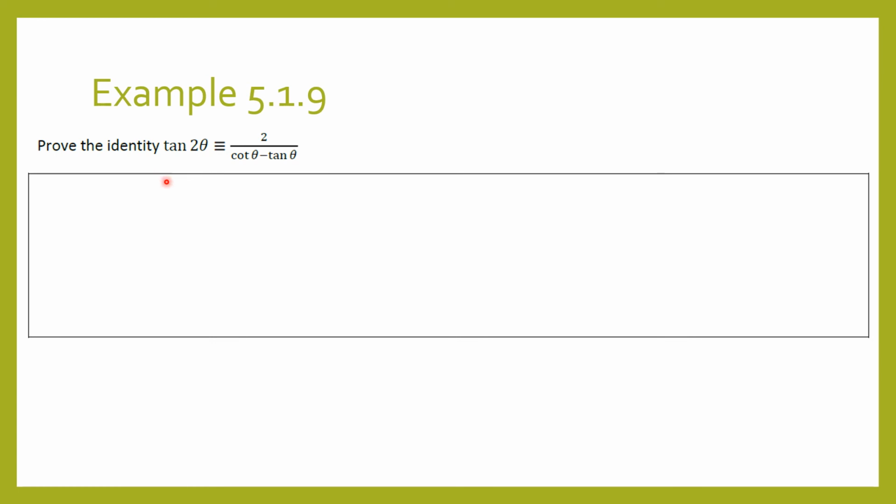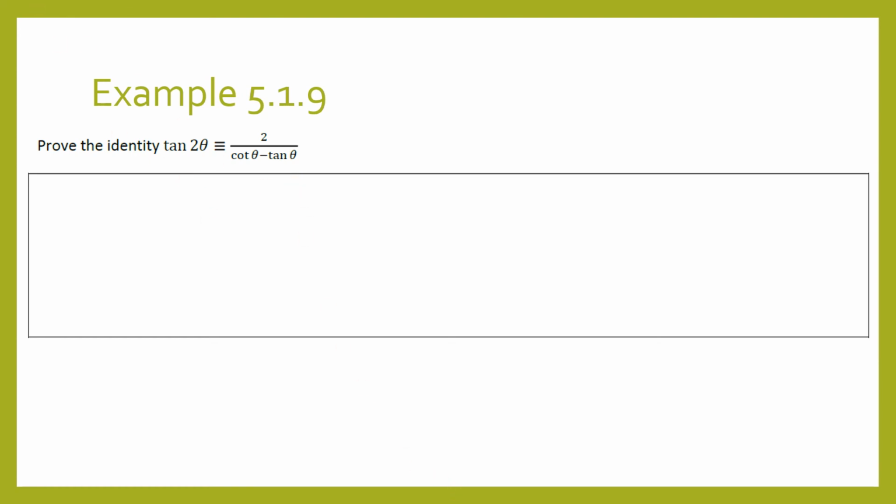Okay, here we have an identity to prove. Tan of 2 theta, turns out, is always the same as 2 over cot theta take away tan theta. With an identity question like this one, then you can choose which side you want to work on and then do algebra to it, manipulate it until you end up with the other side. So you can either start with the left hand side, finish with the right hand side, or we could go the other way around. It's often a personal preference as to which way you want to work.